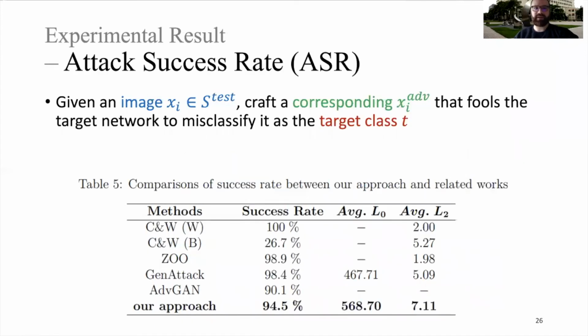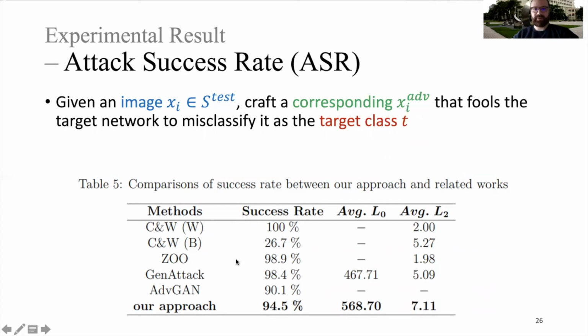So let's define the attack success rate. For any given image in the test dataset, we send this image to our algorithm, and we try to create the corresponding adversarial image that can fool the target network into misclassifying it as target T. And if so, we count it as a successful attack.